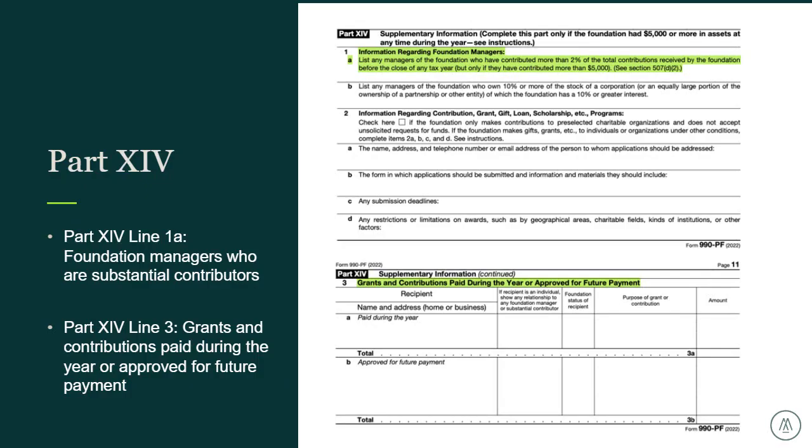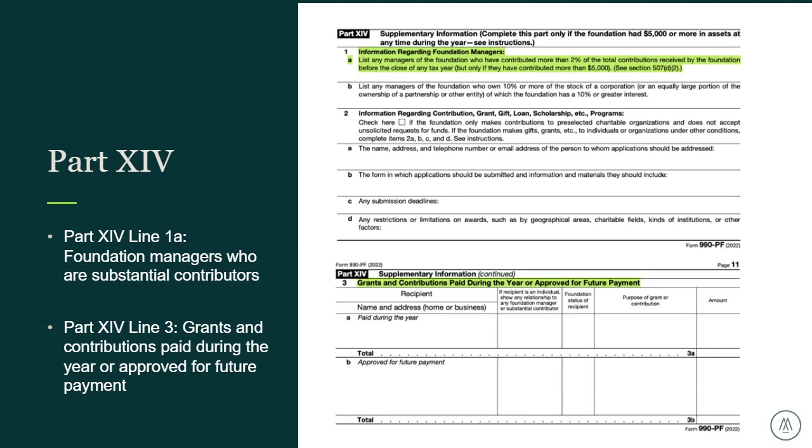Next, we're going to touch on Part 14, just some information here. On line 1, A and B, it's asking some information about foundation managers, such as directors, trustees, and officers. Line 1A is asking for any managers that are substantial contributors. Those need to be disclosed in an attached explanation.